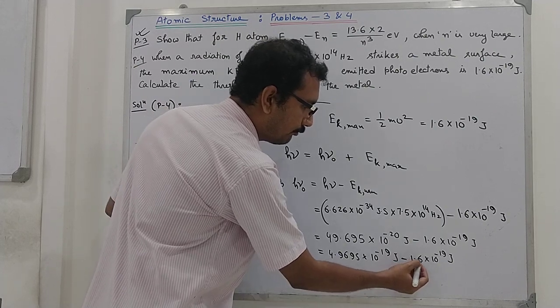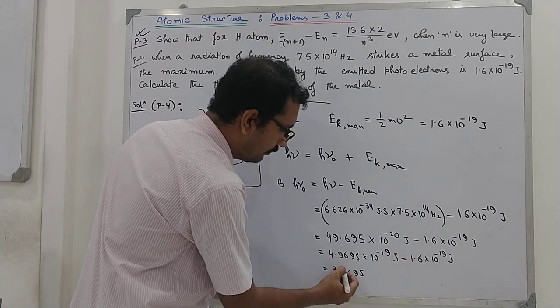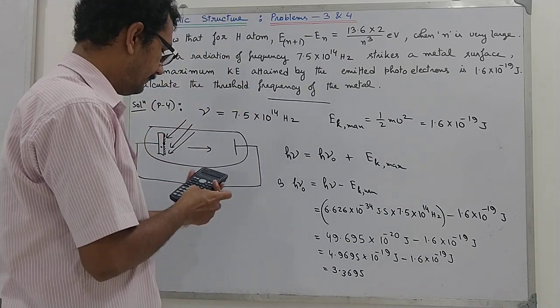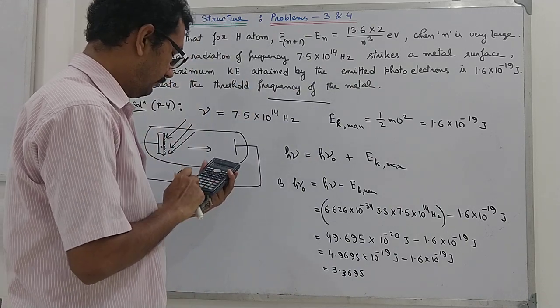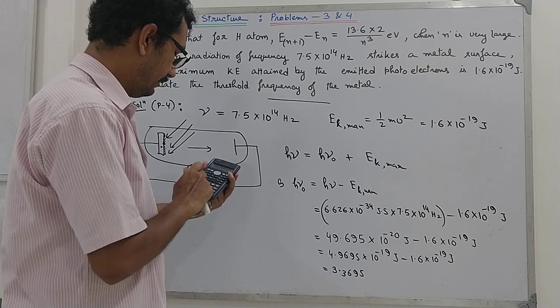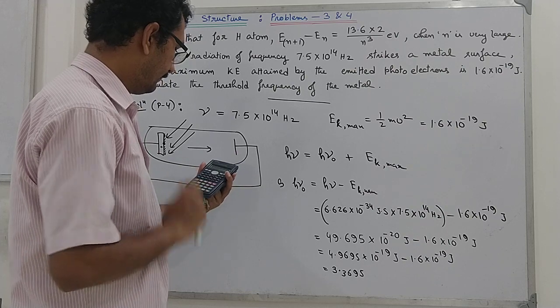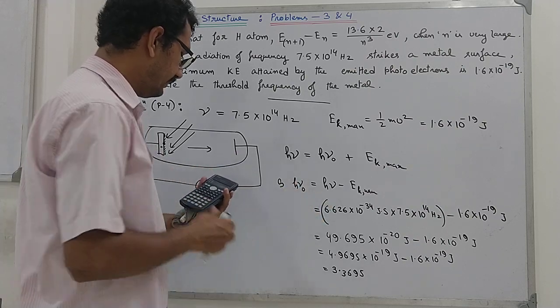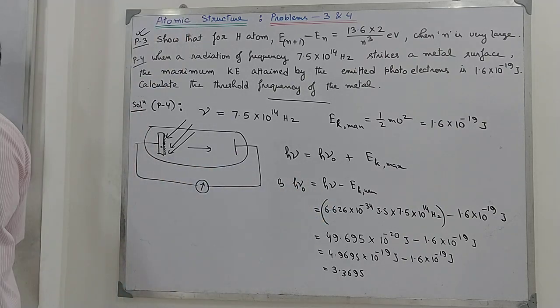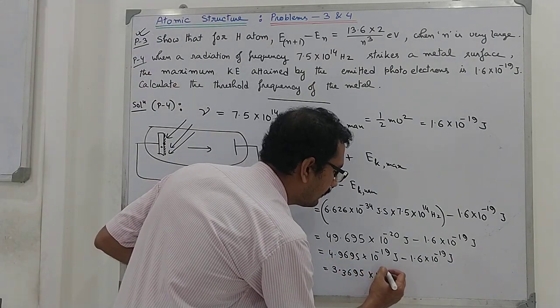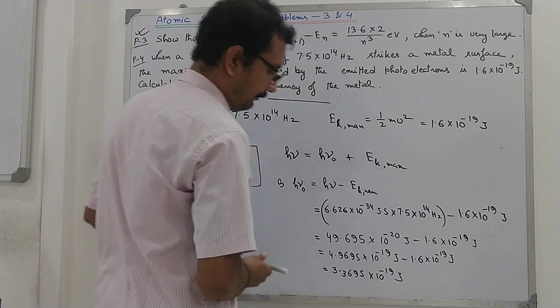You have to subtract 1.6 from this one. So this will look like this. Let us check. So it is 4.9695 minus 1.6. So it will give you 3.3695 into 10 to the power minus 19 joule.